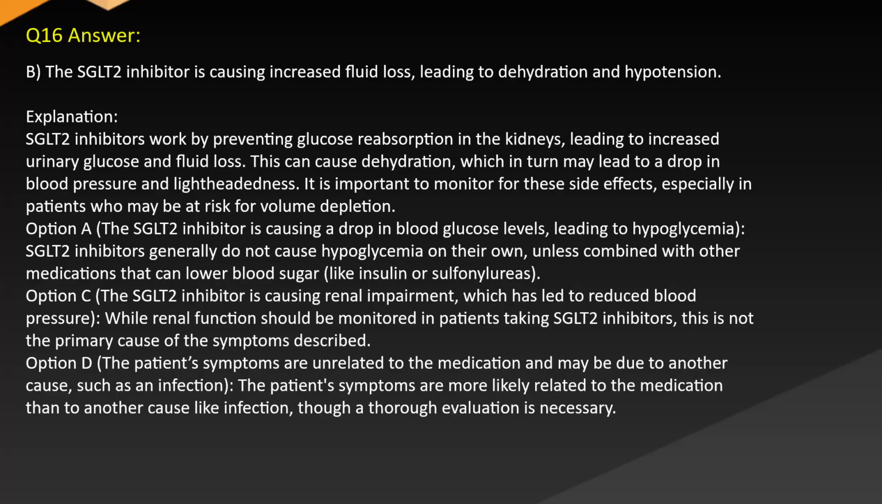Option A, the SGLT inhibitor is causing a drop in blood glucose levels, leading to hypoglycemia. SGLT inhibitors generally do not cause hypoglycemia on their own unless combined with other medications that can lower blood sugar, like insulin or sulfonylureas. Option C, the SGLT inhibitor is causing renal impairment, which has led to reduced blood pressure.